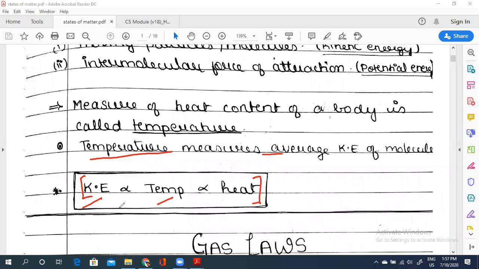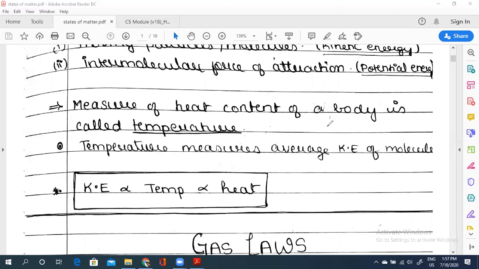Tell me. Kinetic energy, right? Okay, very good. Now, when we start this chapter, gases are governed by some laws. We have already studied something in junior classes.